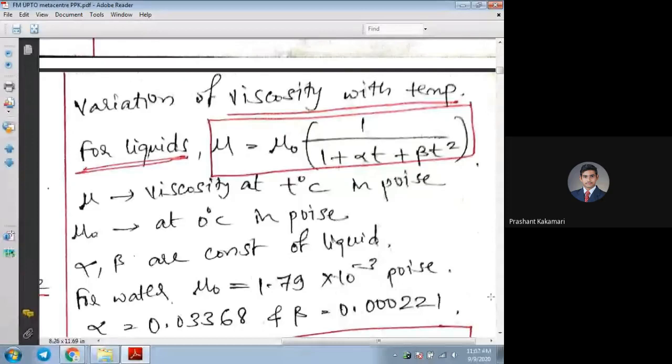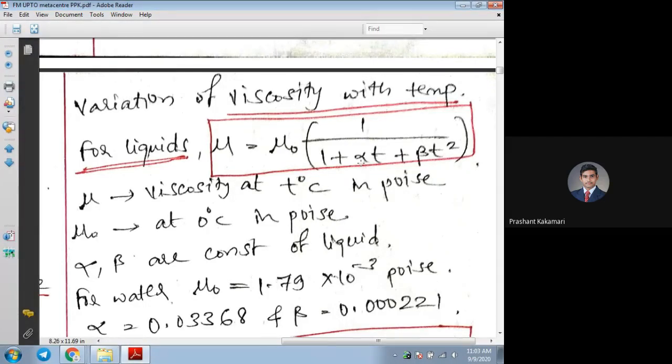And viscosity, if you see, is inversely proportional to temperature here. As per the generalized equation, mu equals mu naught into bracket 1 divided by 1 plus alpha t plus beta into t square. Okay. This equation, if you just observe and check the proportionality, temperature is inversely proportional. Means, as you increase the temperature, the viscosity value is going to reduce for the given fluid.